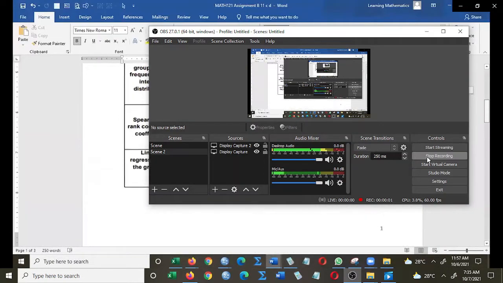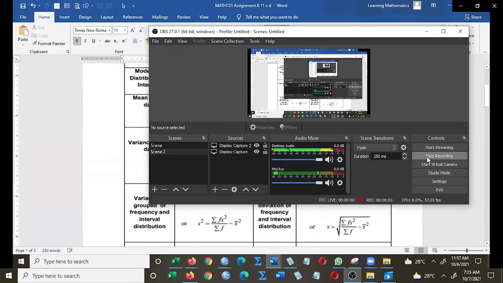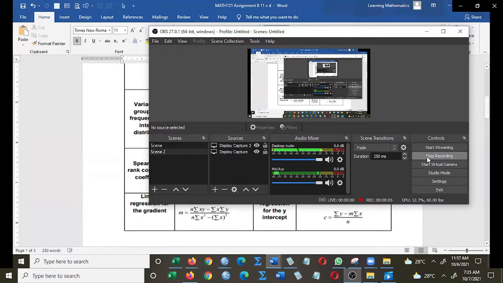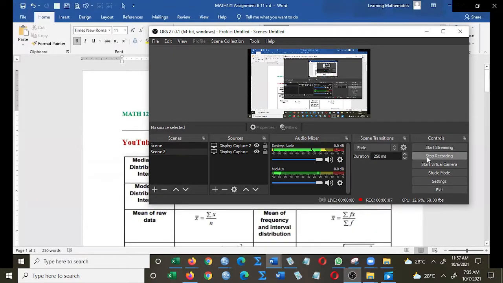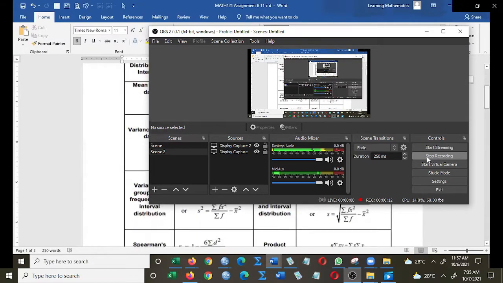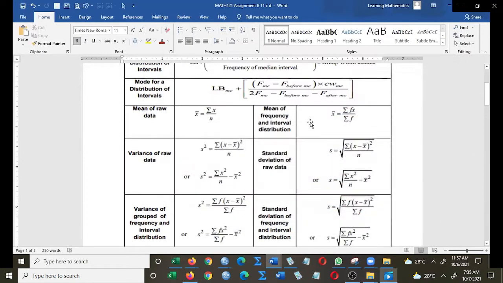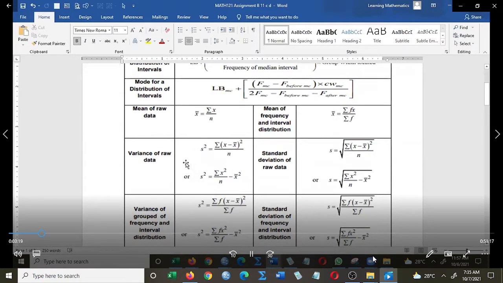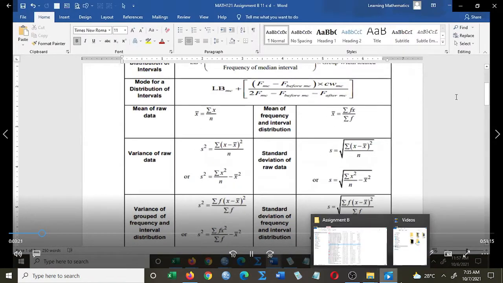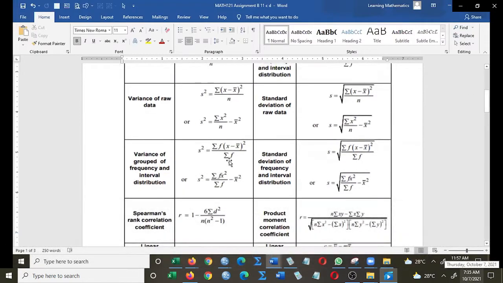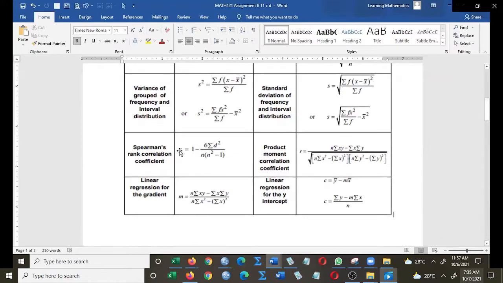We'll be using all the formulas in this list, and as you can see, we have already used most of them. We have already used the median, the mode for interval distribution, the mean, that was the first one we used for raw data, mean for group data, variance and standard deviation for raw data, variance and standard deviation for group data. That's supposed to be rho, Spearman's, and now we're on Pearson's. And then later down the week, we're going to use those two there.